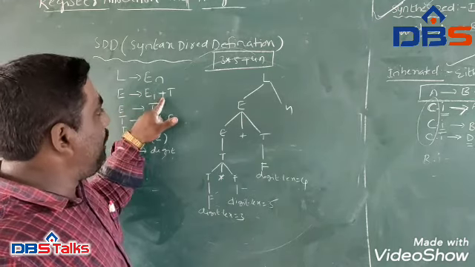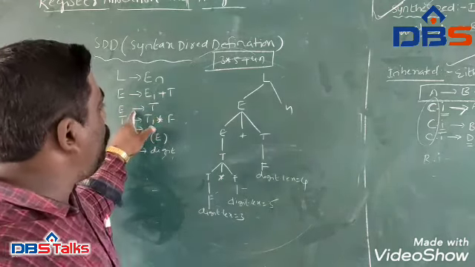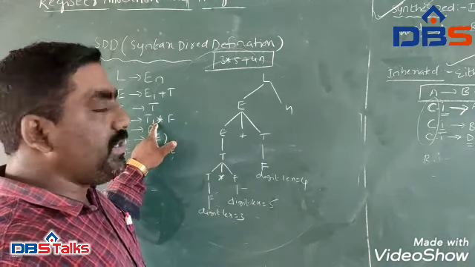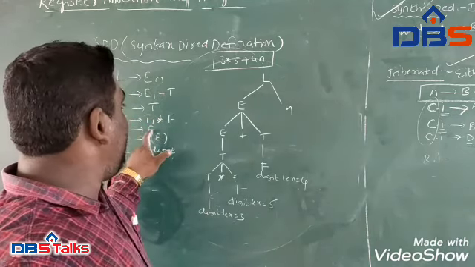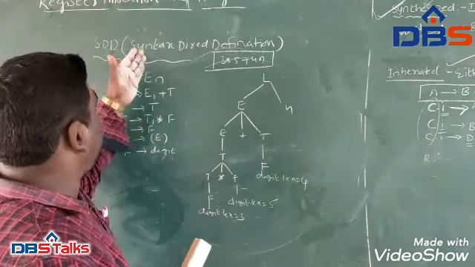So E produces E plus T. In order to differentiate, here we are going to take E1. Next, E produces T. Next, T produces T1 star F. T produces F. F produces (E), F produces digit. So this is the production we are going to take.